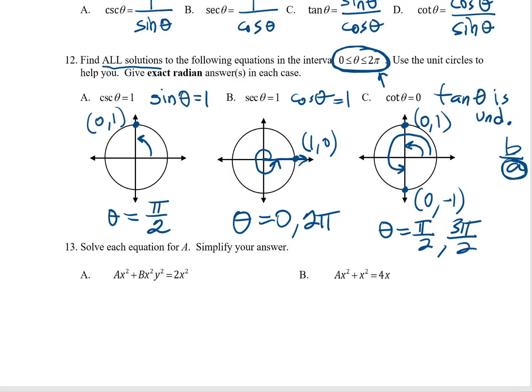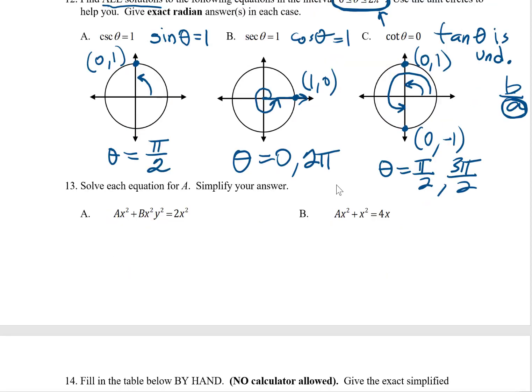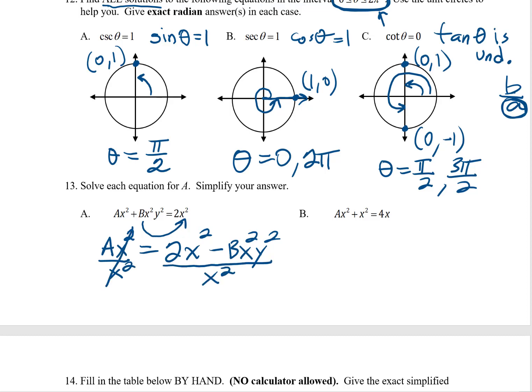In problem 13, I'm being asked to solve each equation for the letter A. Well, that means I'm going to need to get all the terms without an a on the other side. So I'm going to subtract that 1 over to the other side, giving me 2x squared minus b x squared y squared. And then I can get a by itself by just dividing both sides by x squared. A is now sitting by itself.